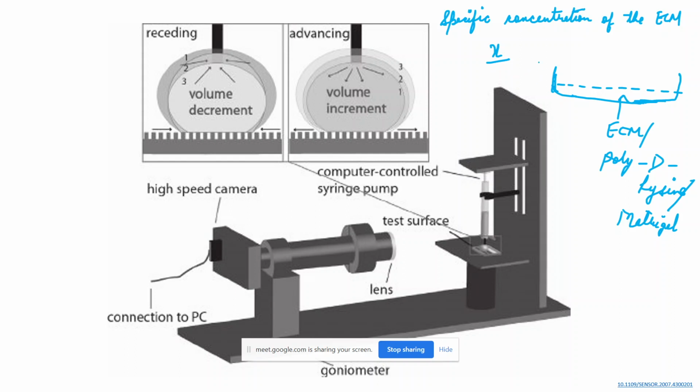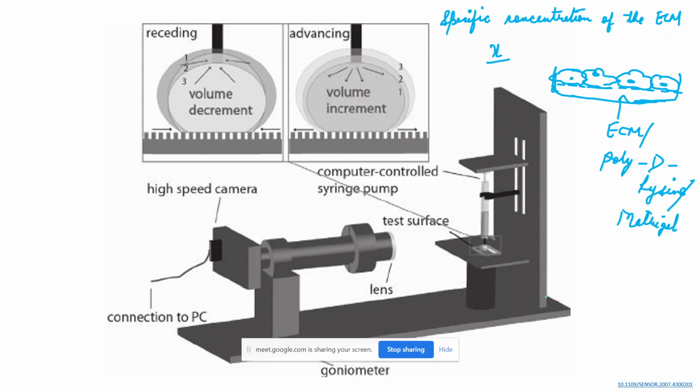Why? Because suppose the concentration that you need is X. Then what will happen? You have coated your plates with this X concentration of the ECM solution. Then your cells will attach normally to your plates, and you'll see that they are growing and dividing just fine.